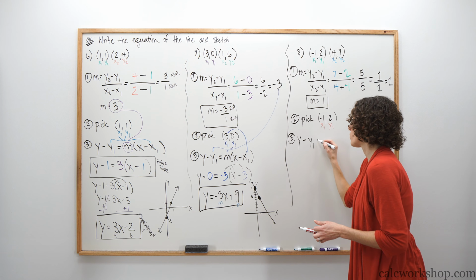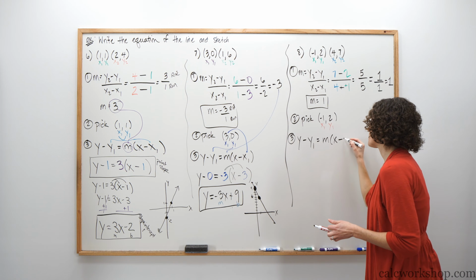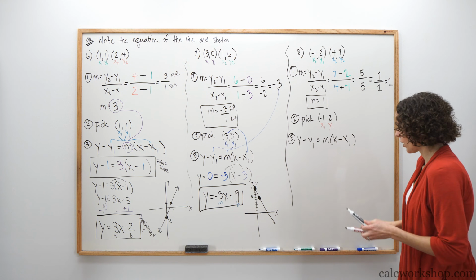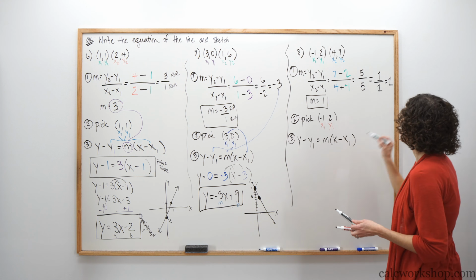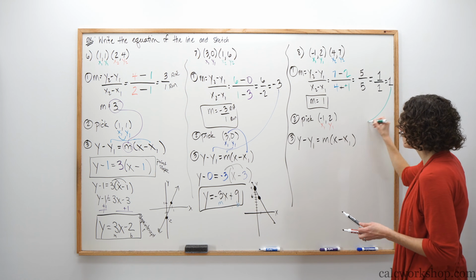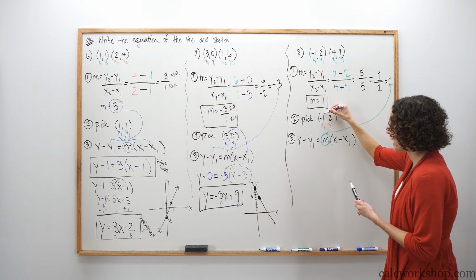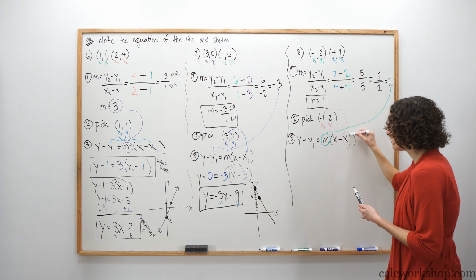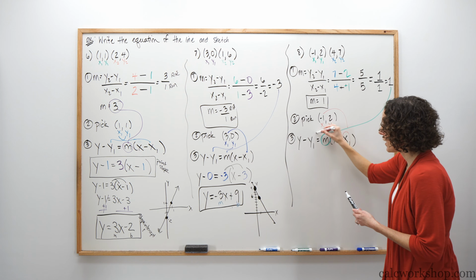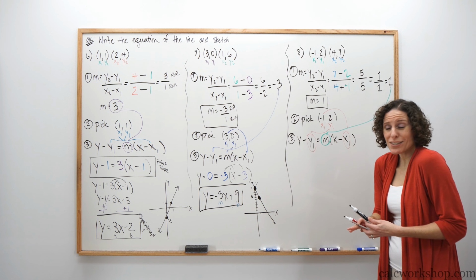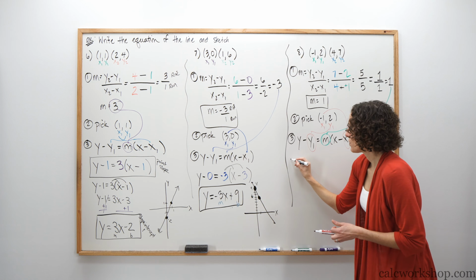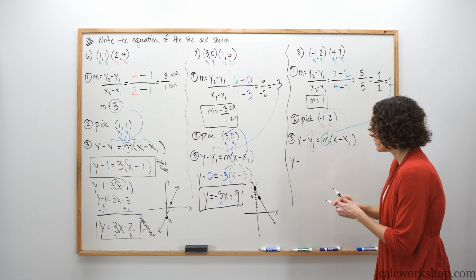y minus y1 equals m times x minus x1. All we have to do is drop everything in. So here's our m, plugging in. Here is where our x1 is going to go, and our y1 is going to go in there. So let's go ahead and substitute. Y minus y1 is 2.